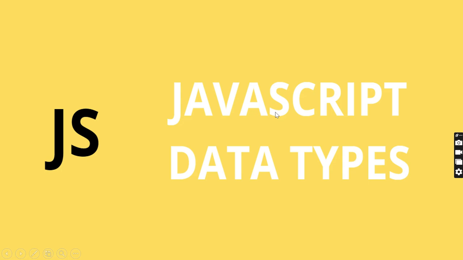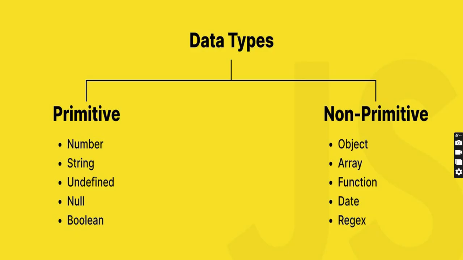And then we have to see the JavaScript data types. There are two types of data types: primitive data types and non-primitive. Primitives are number, string, null, boolean. Non-primitives are object, array, function, date. So we have to see the example for this.